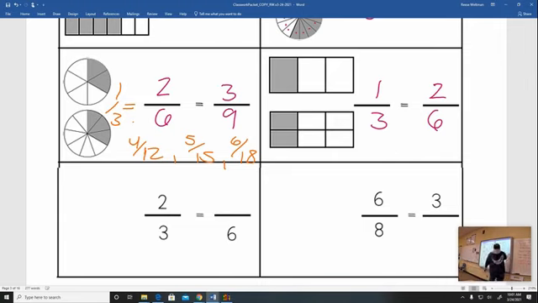And now you've got the same thing going on over here, don't you? We have the same pattern, don't we? 1/3 equals 2/6. Look, it's the same thing. So our next equivalent fraction here would also be 3/9, and so on. So we do have the exact same thing going on, don't we?